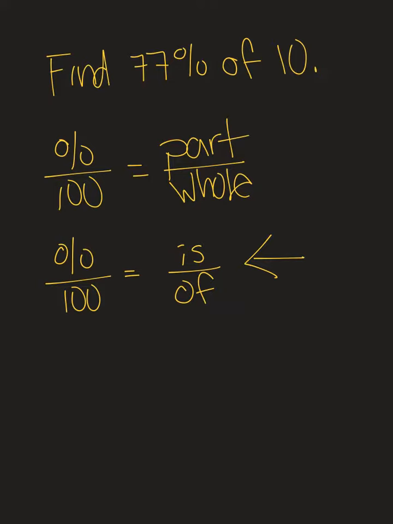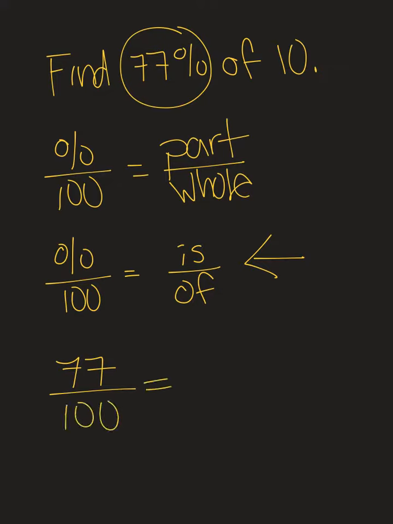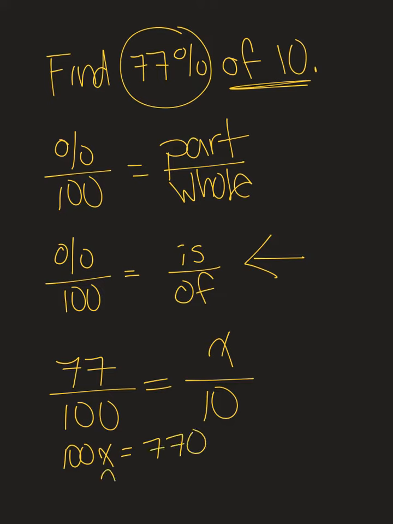So then you would say, we know the percent, right? We have 77%, so that has to be in your percent piece. So 77 over 100 equals, we do not know the is, but we know our of or our whole. And then you can cross multiply and solve. So 100x equals 770, and x equals 7.7.